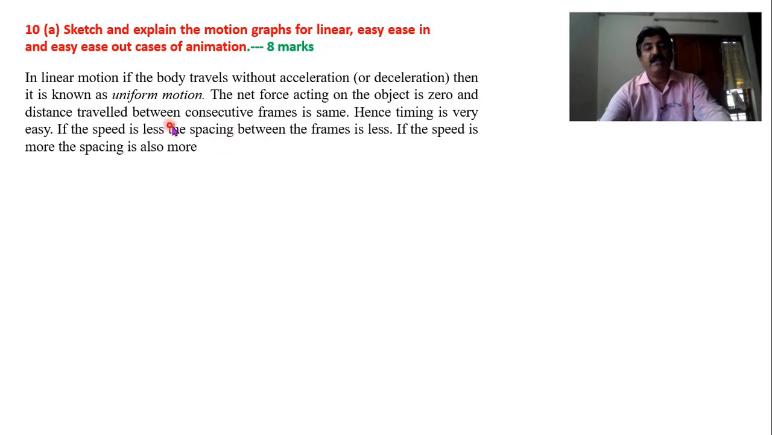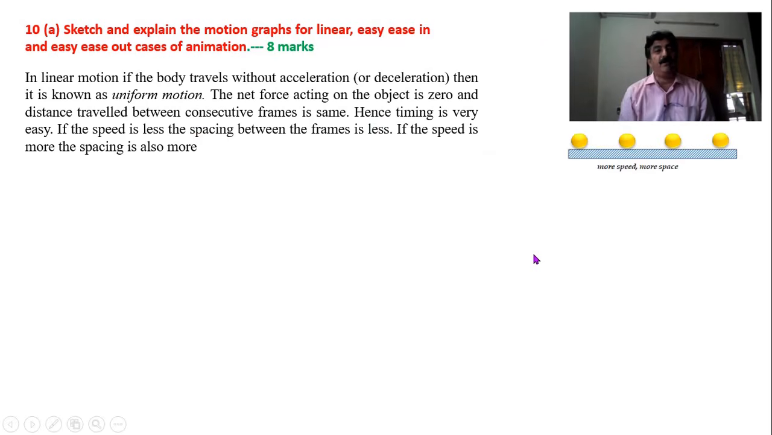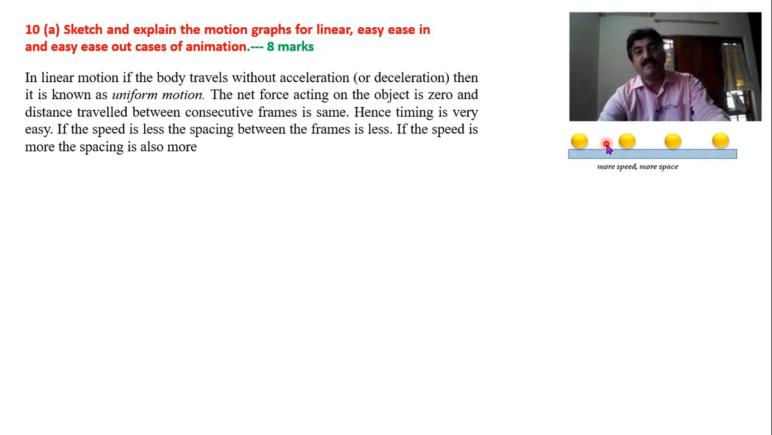Hence the timing is very easy. If the speed is less, the spacing between the frames is less. If the speed is more, the spacing is also more. So this type of framing we have to do. Look at the object distance: the spacing is the same, equal spacing. Suppose the speed is less, the spacing is also less.